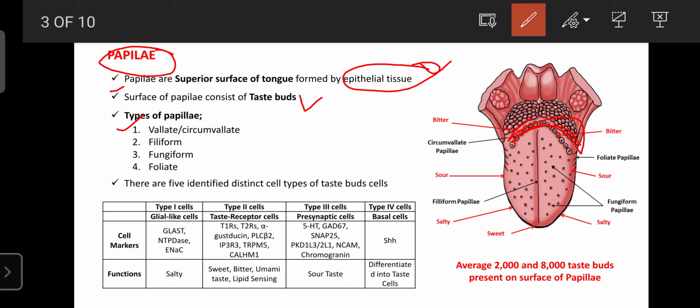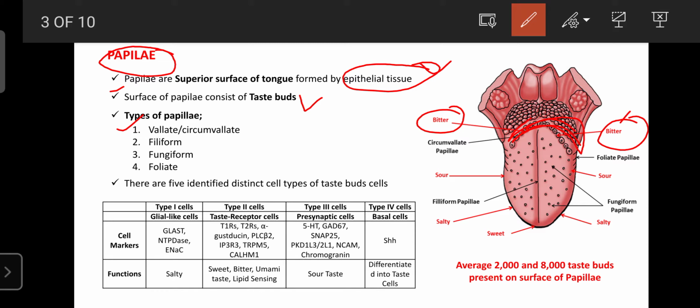So this is the location of the circumvallate papillae. There are a total of 8 to 12 circumvallate papillae present here. They also consist of taste buds, and those are involved in the detection of bitter taste. The circumvallate papillae look like a V-shaped line, and they are blunt-ended cylinders. Their taste buds are involved in the detection of bitter taste.